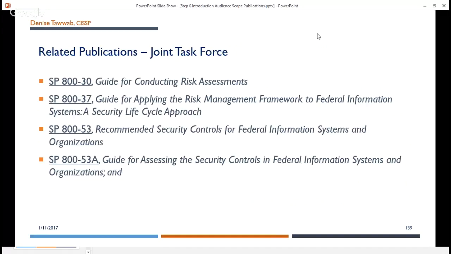Look at 830, which is your guide for conducting risk assessments. 837 talks about the risk management framework. 853 is a catalog of security controls that you can implement. And 853 is a guide for assessing those security controls. If you are going to be a NIST practitioner, those are the 5 publications that you absolutely must understand to be effective. So I have them here for reference.